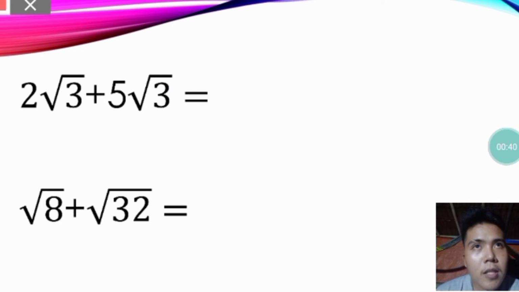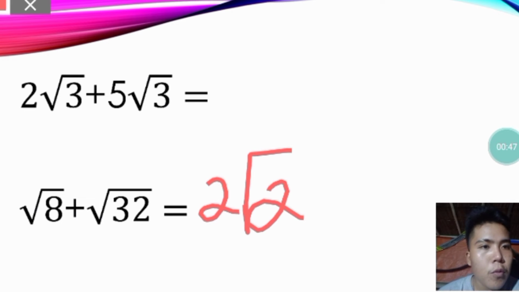So you just simplify the square root of 4. The square root of 4 is 2, okay? So we have 2 square root of 2, plus 32.